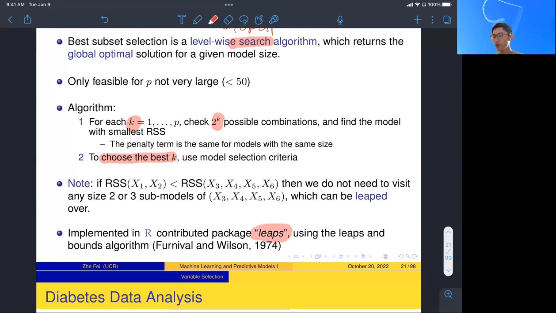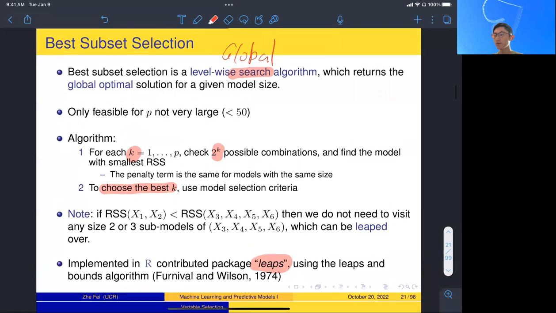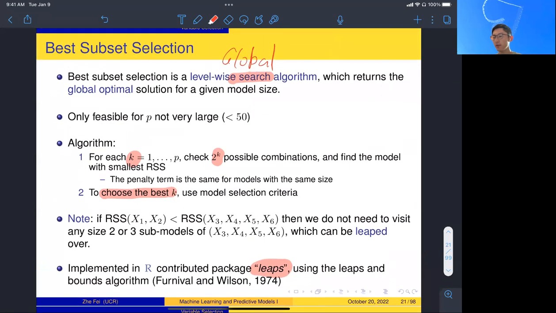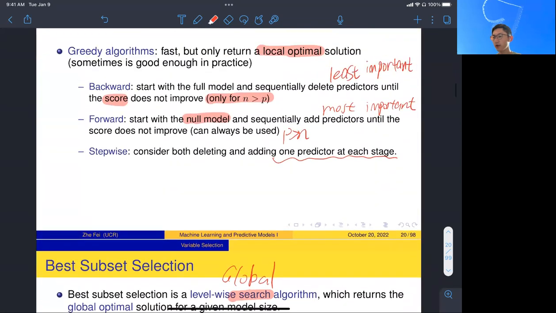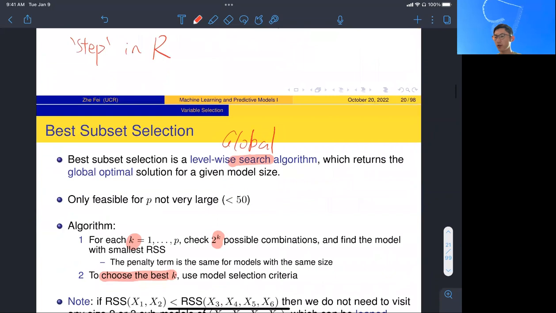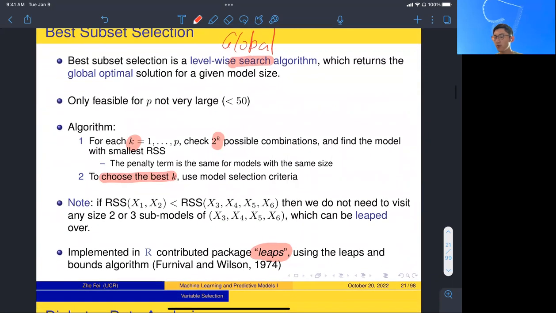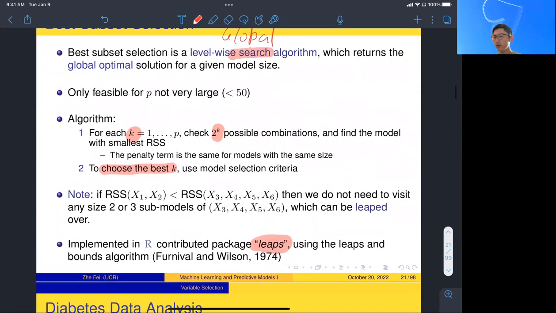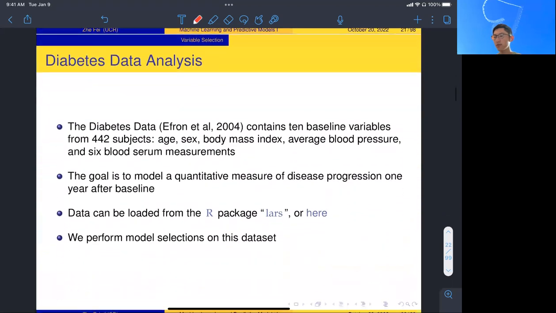I also want to mention that the R package leaps implements this best subset selection, and that's something you could try out. Also, by the way, for stepwise selection there's a step function in R. We will see the implementation later as well. So one greedy algorithm and then one global search algorithm.